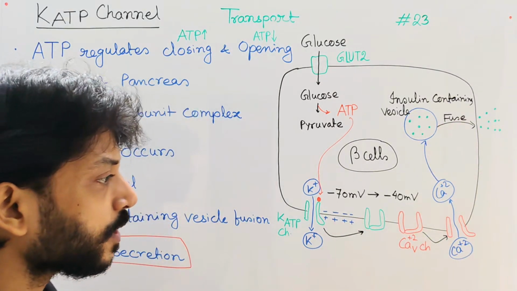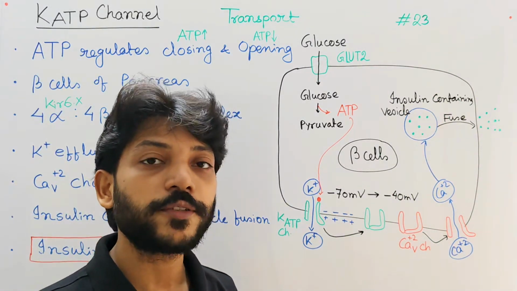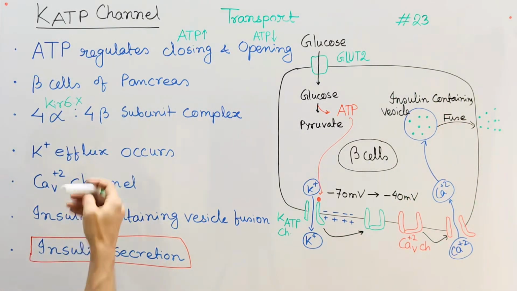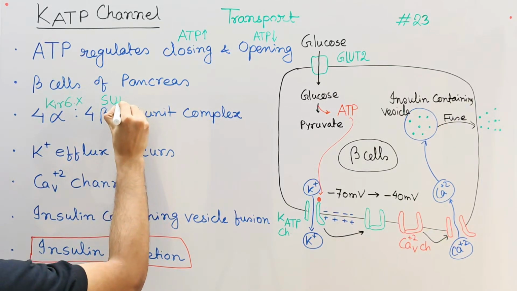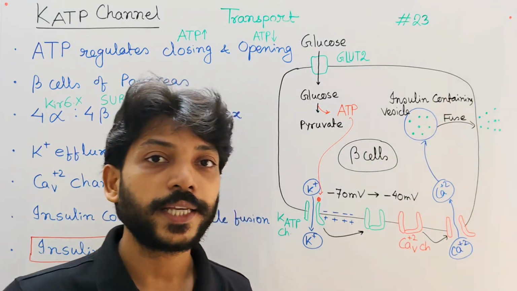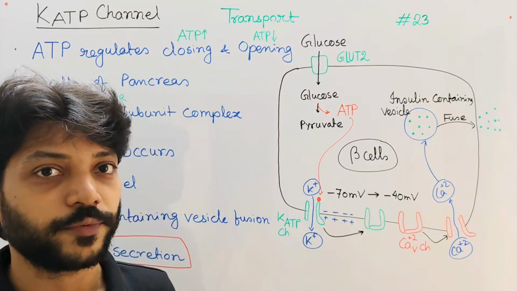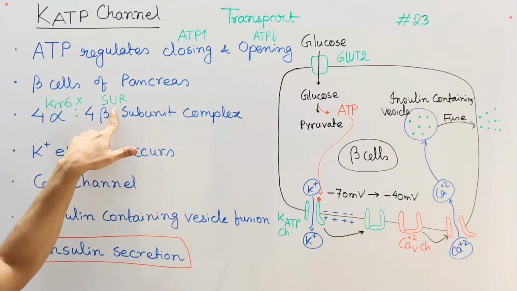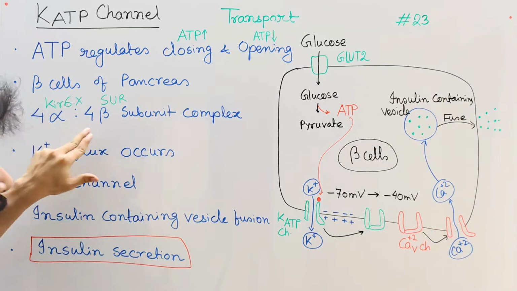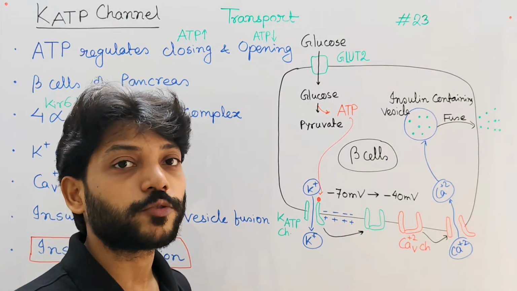Now the beta subunit is an ABC transporter. I have mentioned in my previous video, ABC transporter means ATP binding cassette proteins. In this case, this ABC transporter is called SUR. The full form of SUR is sulfonylurea receptor. Sulfonylurea is a class of anti-diabetic drug. How this drug works, I will explain later in this video. So the beta subunit is a sulfonylurea receptor. Now 4 potassium channel subunits and 4 sulfonylurea subunits make a complex structure. I will show the structure in this video.